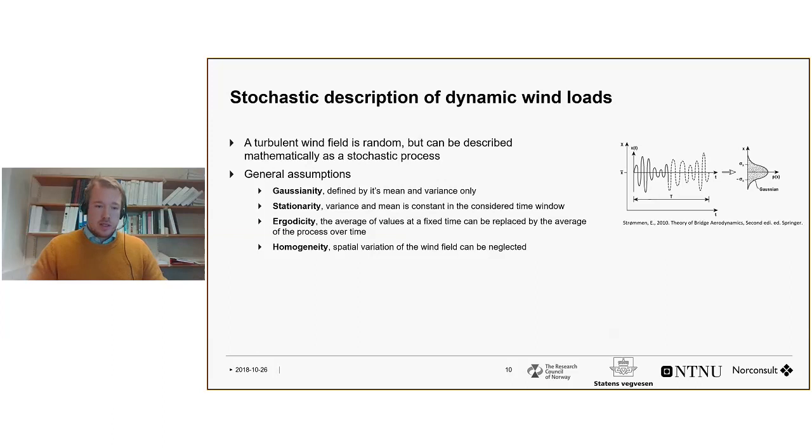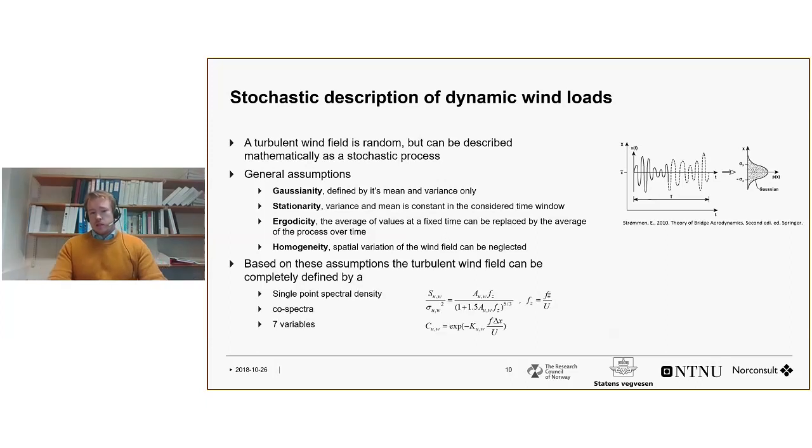And also the homogeneity assumption, which says that the spatial variation of the wind field can be neglected. So we have the same description not only over time, but also over space. Based on these assumptions, the turbulent wind field can be completely defined by a single point spectral density and a co-spectra. So using a model like this, we amount to 7 variables.